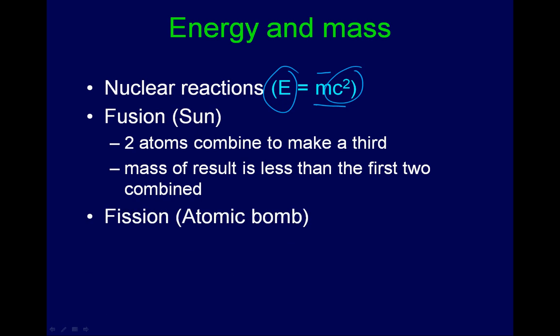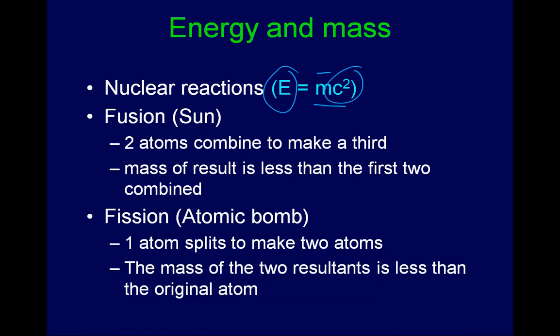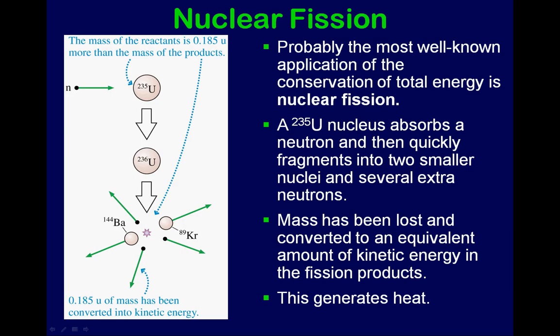And then in atomic bombs, we use the same idea, but kind of the opposite idea. You do what's called fission, where one atom splits to make two atoms. And again, it's the same idea. The mass of the two resultants is less than that of the original atom. And here is a picture from the book actually showing the process of how this works.